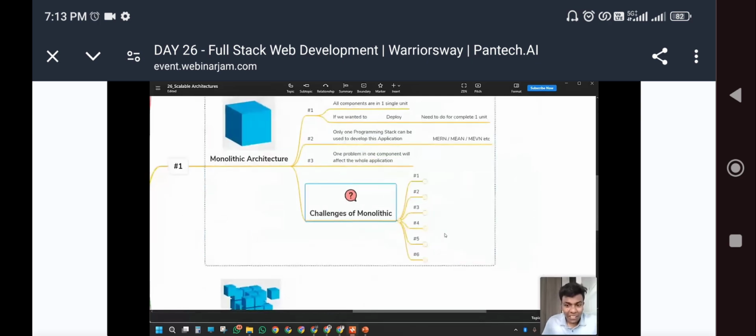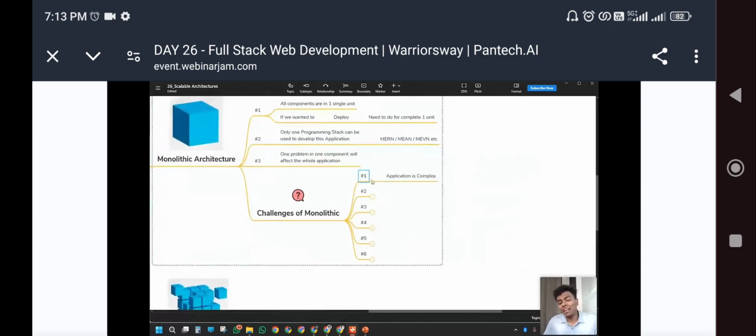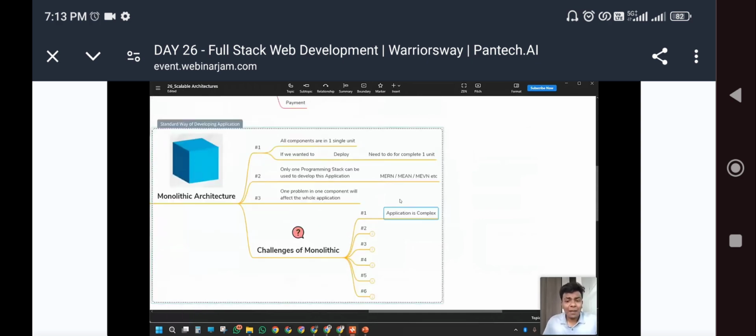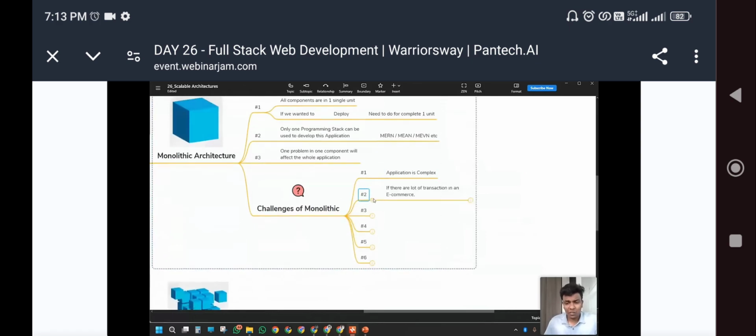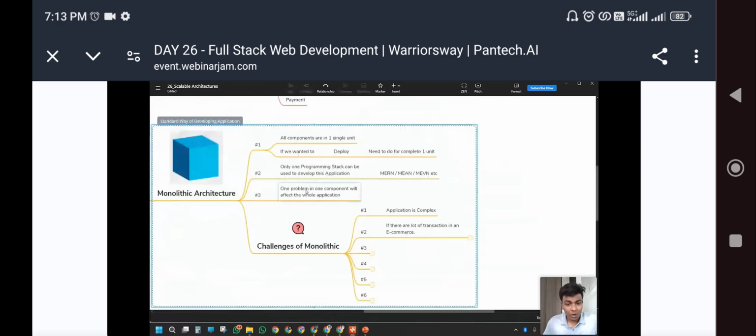And while talking about the challenges, I have prepared some points. I hope you really like it. The first thing is application creation is going to be simple, guys, because it is a single unit application where you're going to use one specific stack. So creating an application is going to be very easy with the help of this monolithic architecture.